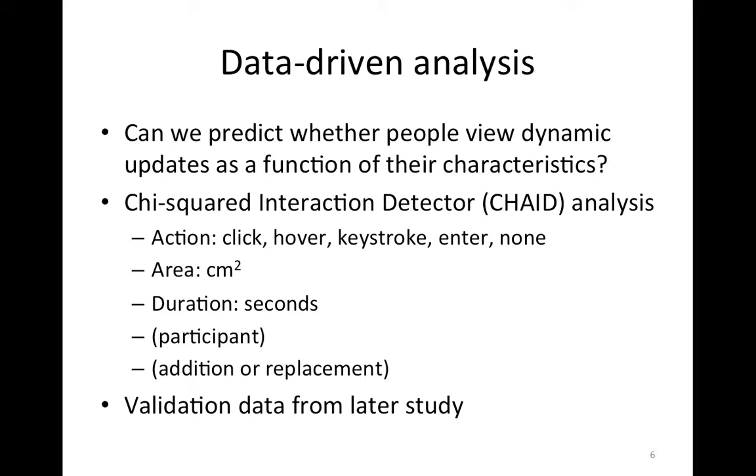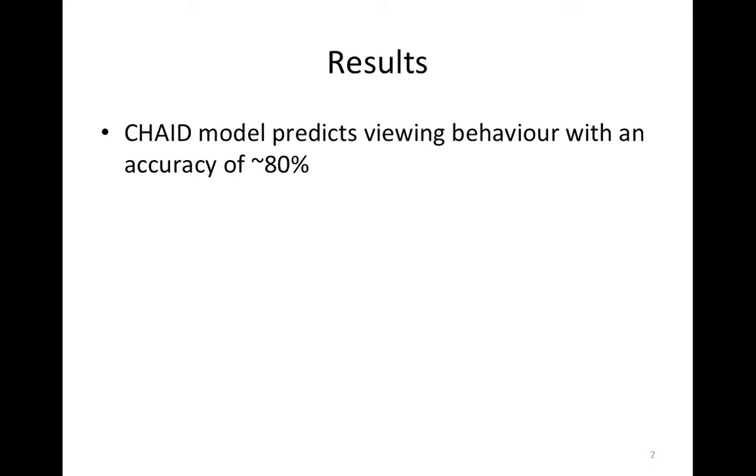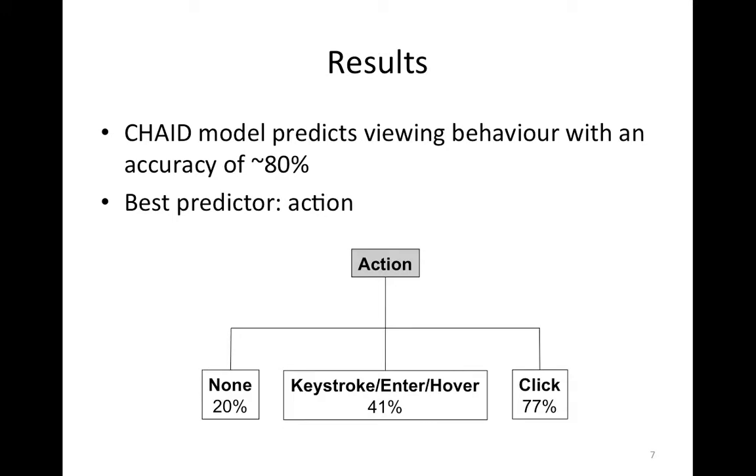So we ran another study 2 years later, different participants, different websites. Obviously the web moved on since then anyway, and we just asked them to browse, so we didn't specify tasks in that study. So the results showed that the model predicted viewing behaviour with an accuracy of around 80%, and the best predictor was action.